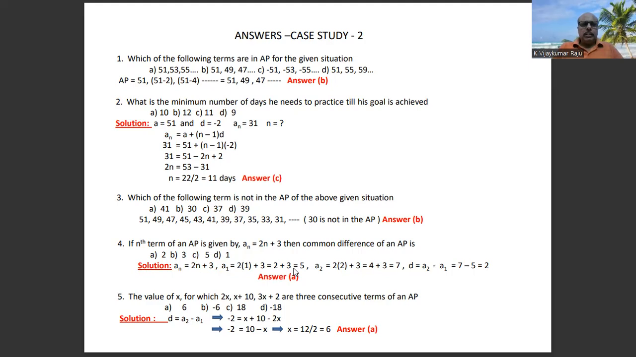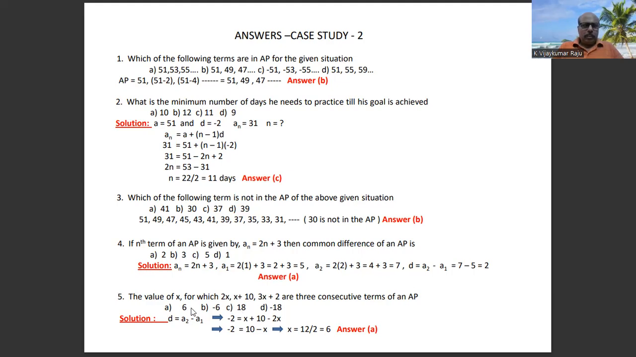Now calculate the second term. Put n is equal to 2 now. So 2 into 2 plus 3. That is 4 plus 3 is 7. So your second term is 7. He has asked us to calculate the common difference. And common difference is nothing but A2 minus A1. That is 7 minus 5. That is 2. The common difference is 2.